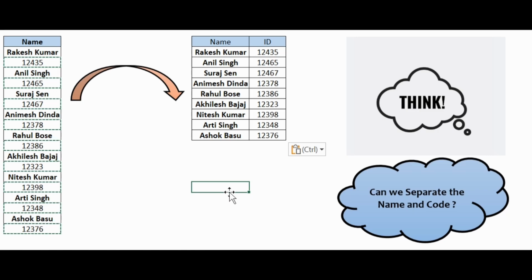So by Ctrl+G, we learn that we can select different text and different numbers in a single click.